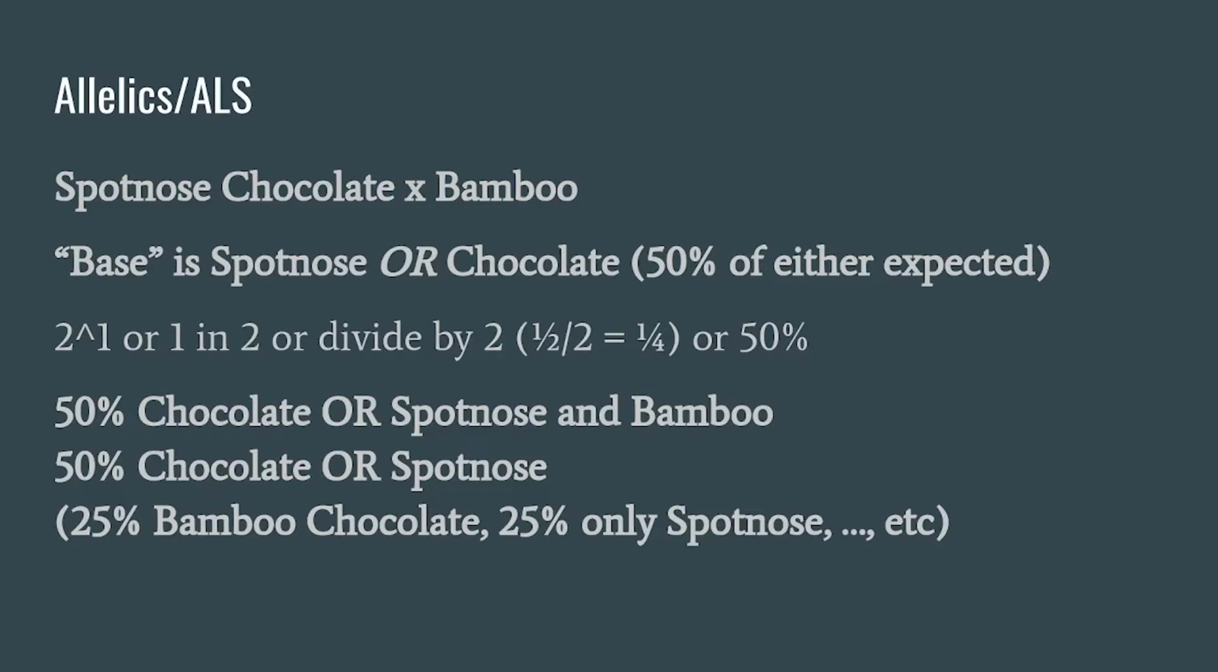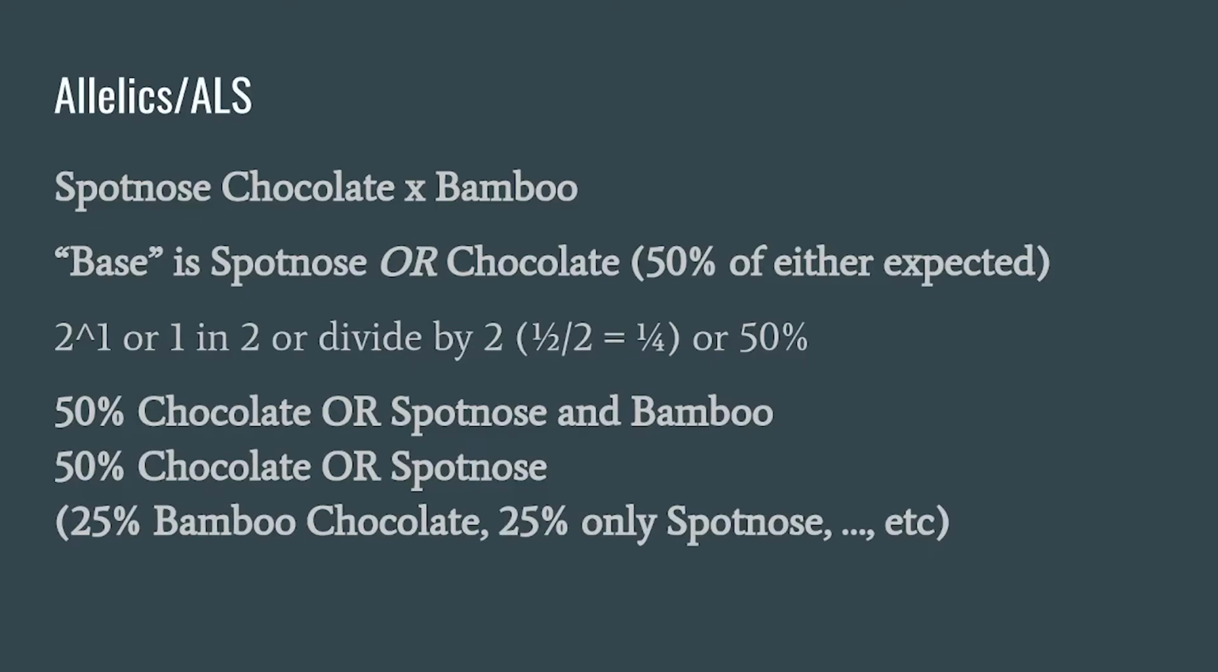And then of course we've got bamboo there. So bamboo is just the one wild card, the one that we're looking for the percentage of. So we know that 50% will be chocolate or spot nose with bamboo, and the other 50% will not have bamboo. They'll still be chocolate or spot nose, but they won't have bamboo.